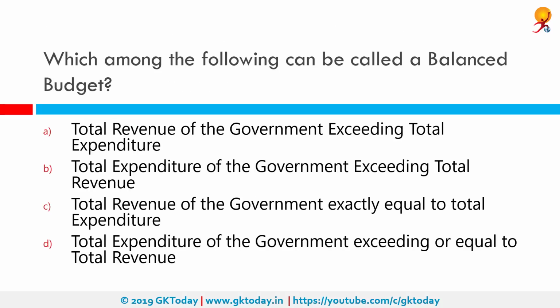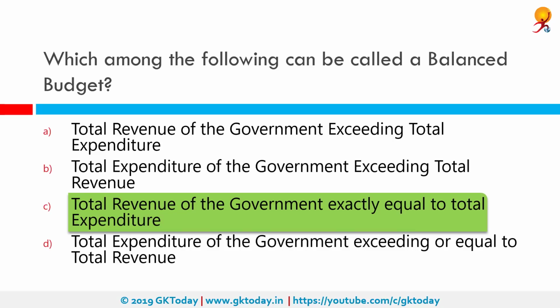Which among the following can be called a balanced budget? Correct answer is when total revenue of the government is exactly equal to the total expenditure. A balanced budget is a budget in which revenues are equal to expenditures. Thus, neither a budget deficit nor a budget surplus exists. More generally, it is a budget that has no budget deficit but could possibly have a budget surplus.